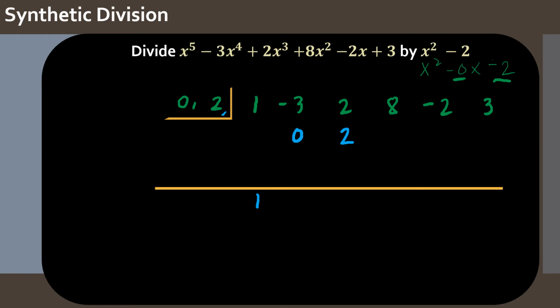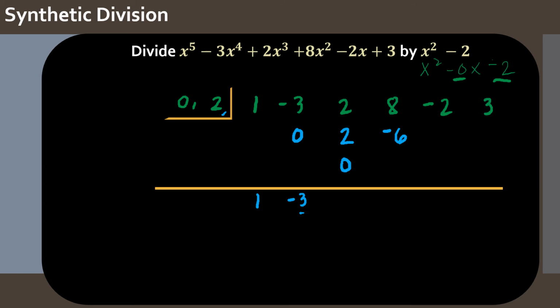After that, kailangan natin i-add yung pangalawang column natin. We have negative 3 plus 0 is equal to negative 3. Si negative 3 ay i-multiply ulit natin sa ating divisor. Negative 3 times 0 is 0 na ilalagay natin sa tapat ng kasunod na column. And negative 3 times positive 2 ay negative 6 na ilalagay naman natin sa kasunod pang column. So this is negative 6.